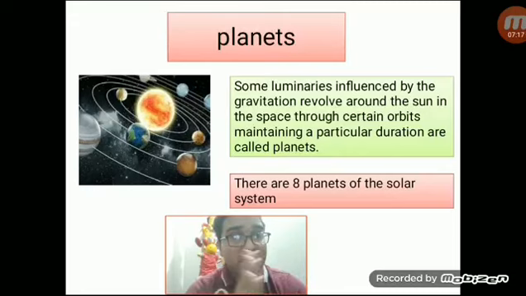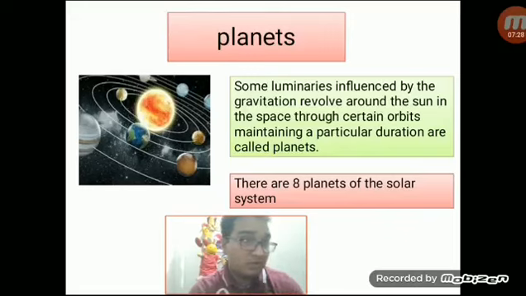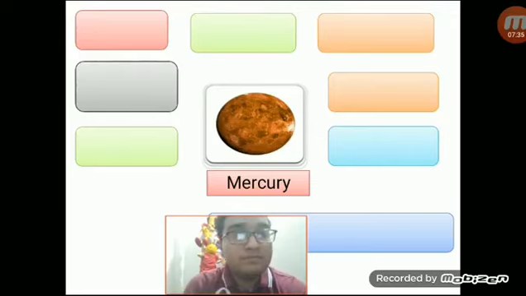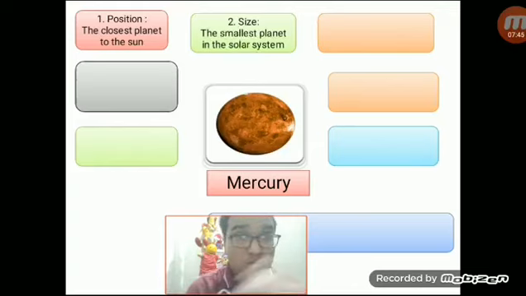And there are 8 planets in the solar system. Dear students, now I am going to discuss all of the 8 planets according to their distance from the sun. First of all, I am going to discuss the planet Mercury. Position: it is the closest planet to the sun. Then size: it is the smallest planet of the solar system.